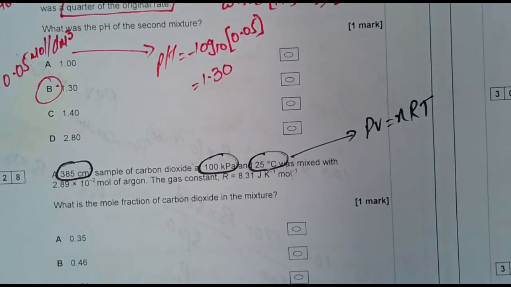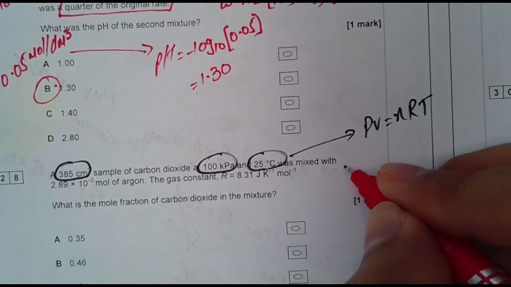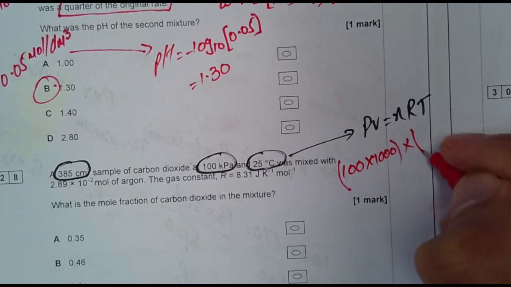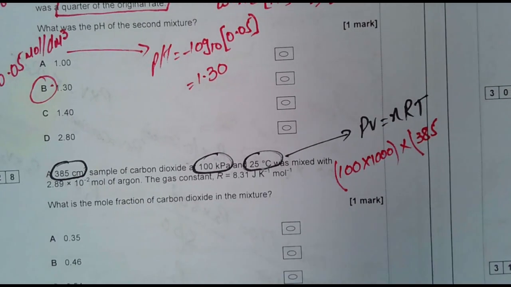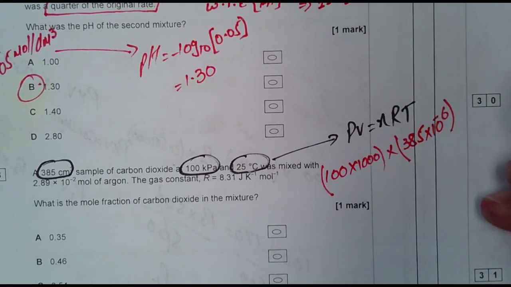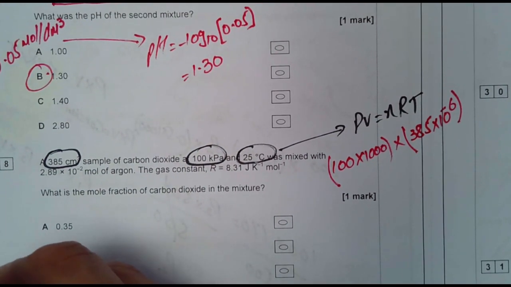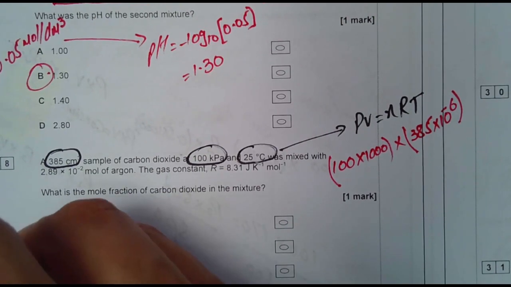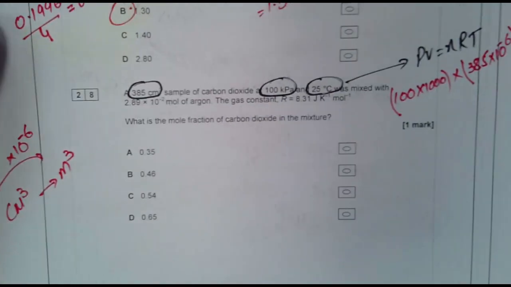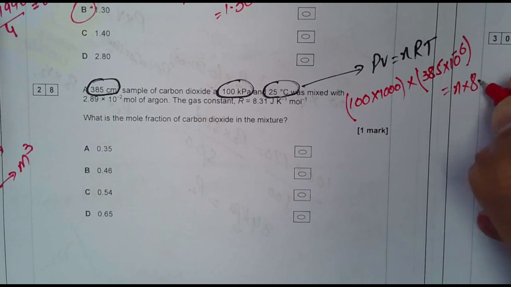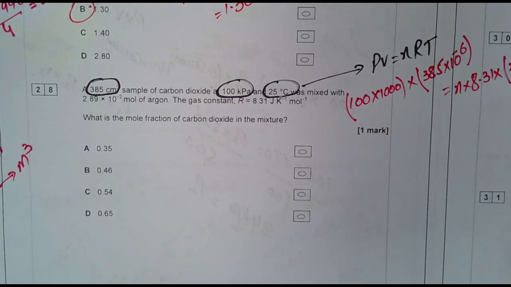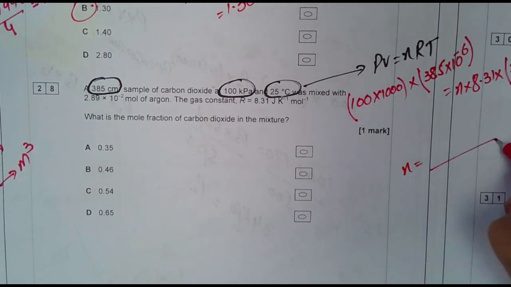But it will require unit conversion, so you've got to be very, very careful. The pressure will be 100 times 1000, because that's 100 kPa, times the volume, 385. But I can't use centimeter cube. I'll have to convert it into meters cube, and for that I'll do 10 to the power of minus 6. Just make a note of this. When you go from centimeter cube to meter cube, you multiply by 10 to the power of minus 6. Equals n times 8.31 times 273 add 25. From here, if you solve, you'll end up with a value of n.